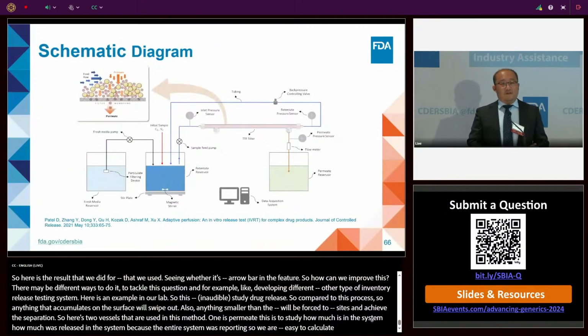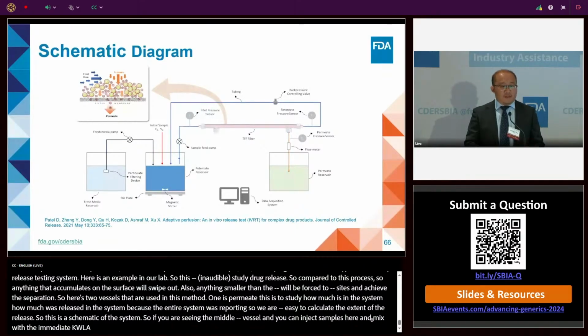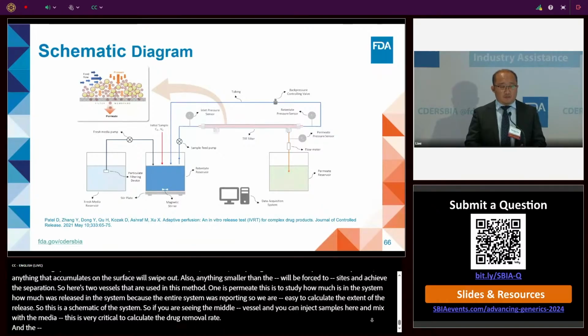So this is a schematic of the adapter perfusion system. In the middle, the blue vessel is the retentate vessel, where you inject samples and mix with the dissolution media. The gray vessel on the left is a fresh media reservoir. It continuously pumps fresh media to the retentate vessel to maintain a constant volume, which is very critical to calculate the drug removal rate. And the green reservoir on the right is a permeate reservoir, which collects the released drug. Let me explain how this system works.